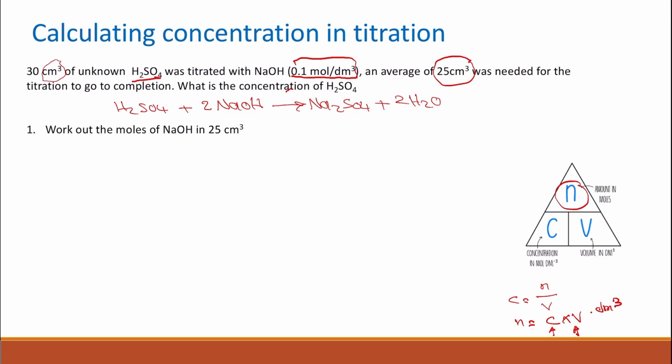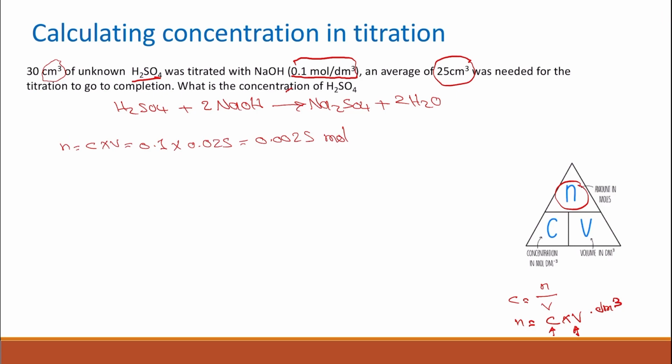So the number of moles of sodium hydroxide will equal C times V. So it's 0.1, which is the concentration, times the volume, which is 25 centimeter cubed. We need to change that into decimeter cubed by dividing by 1,000, so 0.025. And then the number of moles is 0.0025 moles. So the 25 centimeter cubed of sodium hydroxide contains 0.0025 moles.